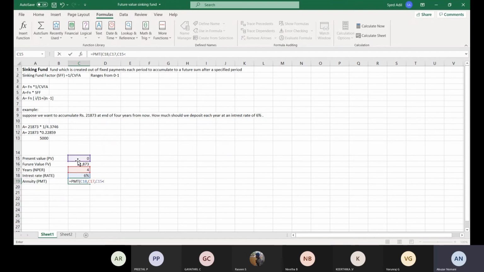Thereafter the future value. What are we going to receive in the future? 21,873 we are going to receive. Then comma, the type is at the end of every year that we are going to receive. So we put that in, and then we find the value here: 4,999.98. It's almost equal to 5,000.